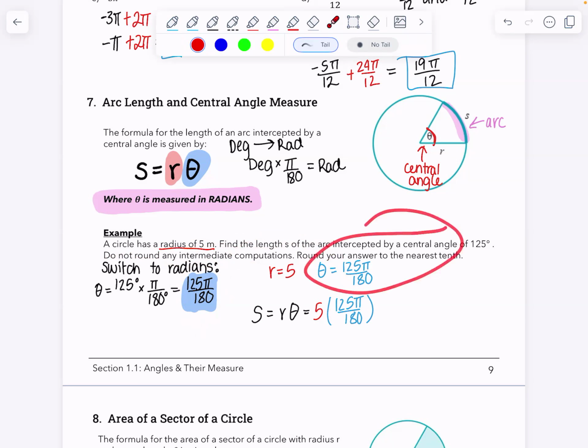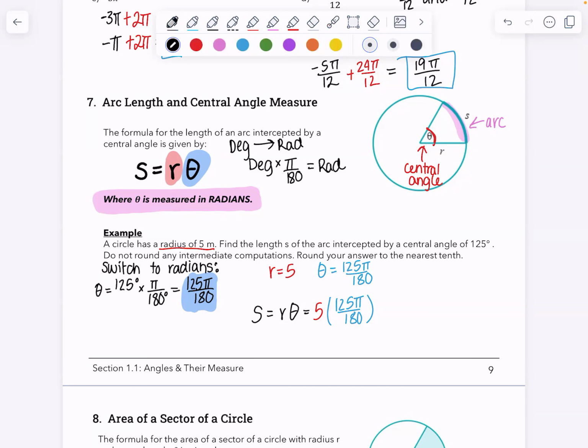Now I can round to the nearest tenth, so I'll go ahead and put that on a calculator real quick. All right, and my calculator is coming up with 10.9. Yes, 10.9, and this is a distance. Length is a distance, so units are just meters.